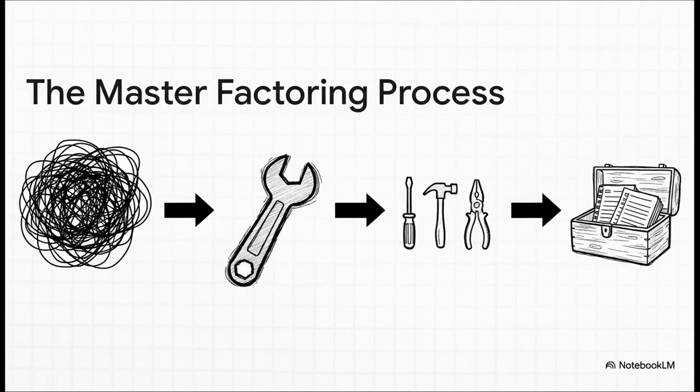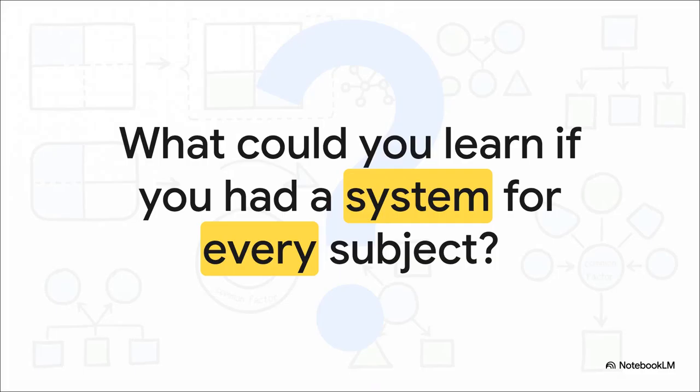Okay, so let's put this all together. The real master process for factoring isn't just about knowing the math tricks. It's about combining the strategy with a system. You always start with the GCF, your wrench. Then you look for those patterns, your specialty tools. And all the while, you're using your Cornell notes, your toolbox, to practice and make the whole process feel like second nature. And you know, this is the real secret here. This whole system, having your tools, looking for patterns, and keeping it all organized in a toolbox, that's not just for math. It's a blueprint you can use to break down and master pretty much any complex subject you can think of. So the real question isn't just about factoring. It's, what could you learn if you had a system for everything?